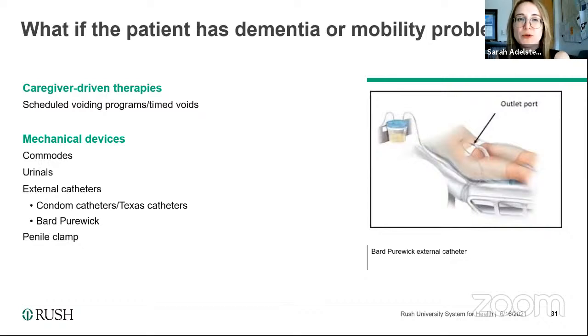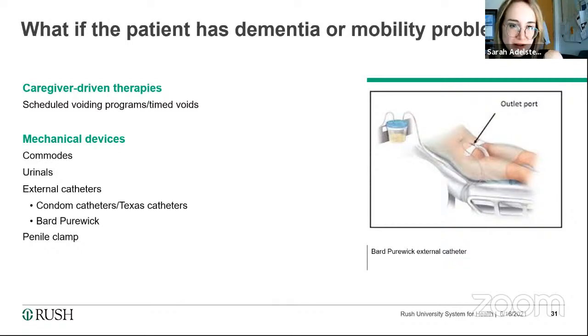So what if we're working with somebody who has cognitive limitations or mobility problems? For urge suppression, you really have to be engaged, right? Pelvic floor muscle contractions and urge suppression are techniques where you really need to be able to participate, okay?